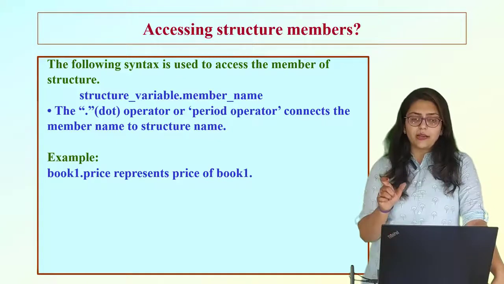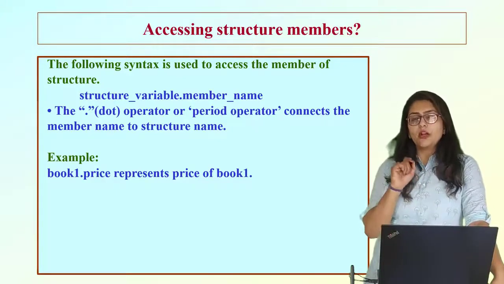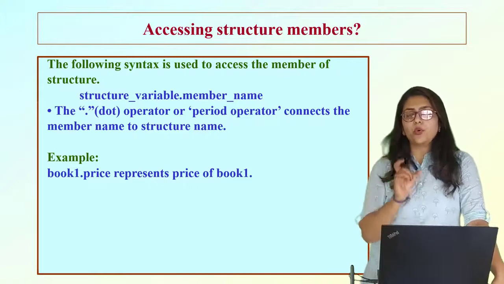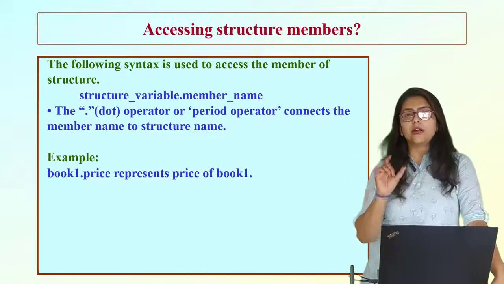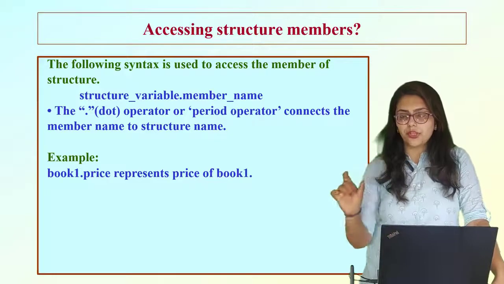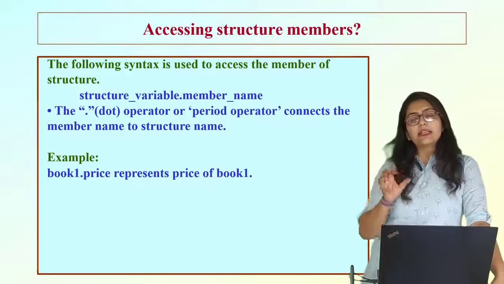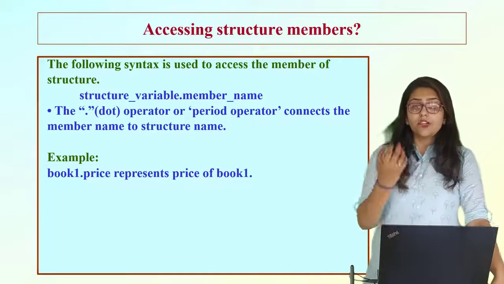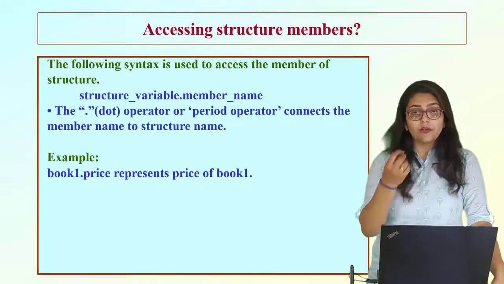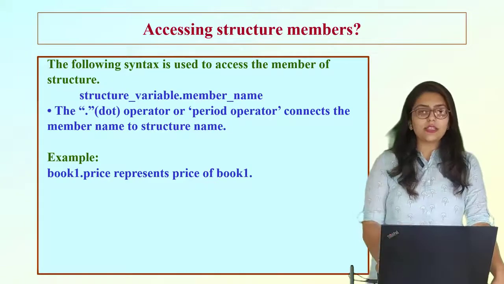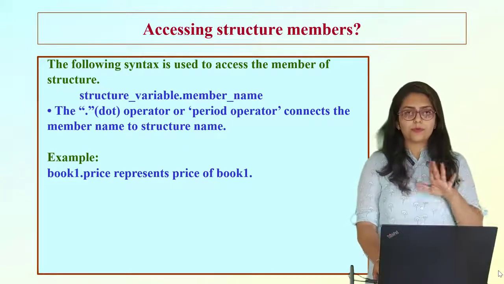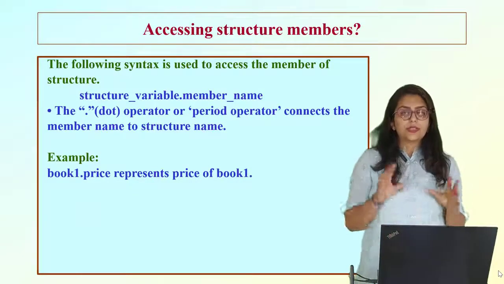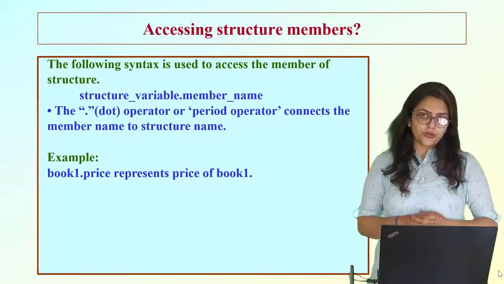Now, structure variable dot member name. If you want to print the name of book 1, then you can write book 1 dot name, book 1 dot author, book 1 dot pages, book 1 dot price. That means I am specifying that I am displaying pages, but which pages of which book? Book 1. I have to specify that. We will see this through programs, so don't worry. So this is how you can access the structure members.